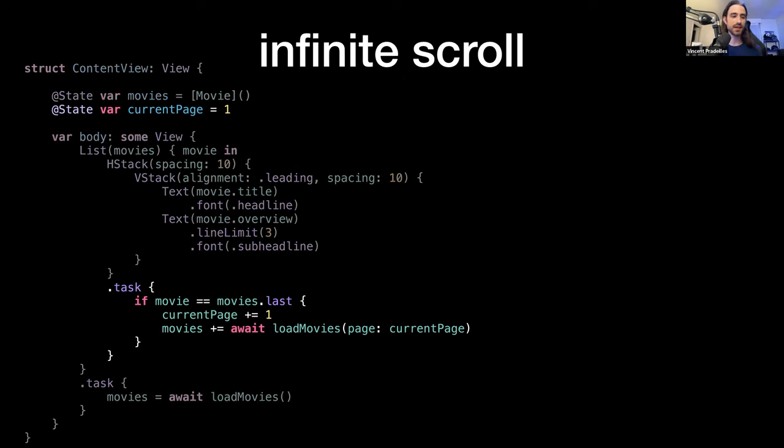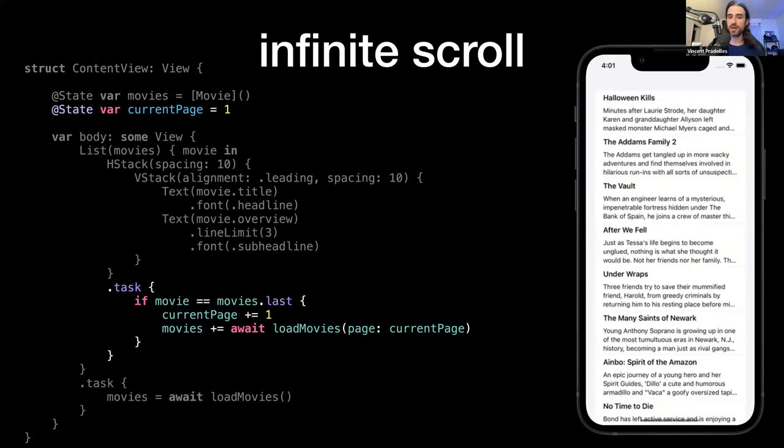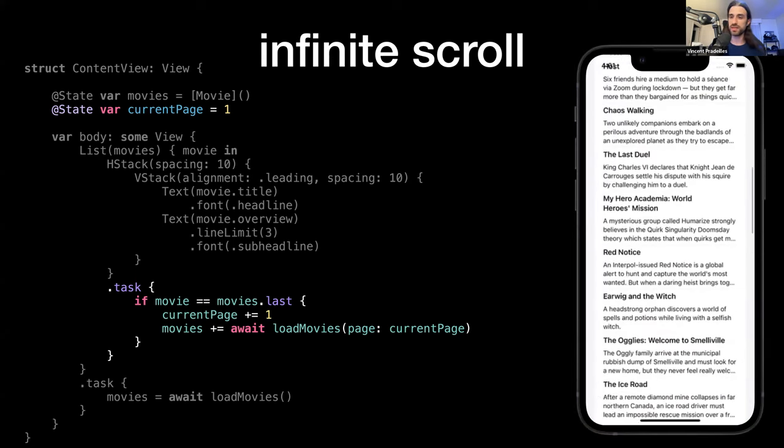I'm going to highlight the parts that are relevant to the infinite scroll. As you can see, I've added a new piece of state in my view to keep track of the current page. Of course, in a real app, you would maybe move this into a view model, but I'm putting it in a single view so that we can see everything. Then I just use another task modifier on every row of my list, and I test, is this movie the last movie of the list? If it is, I increment the current page and do a new network call to get the new page of data. I append the result to my array of movies. And by doing this, it's going to implement a working infinite scroll list.